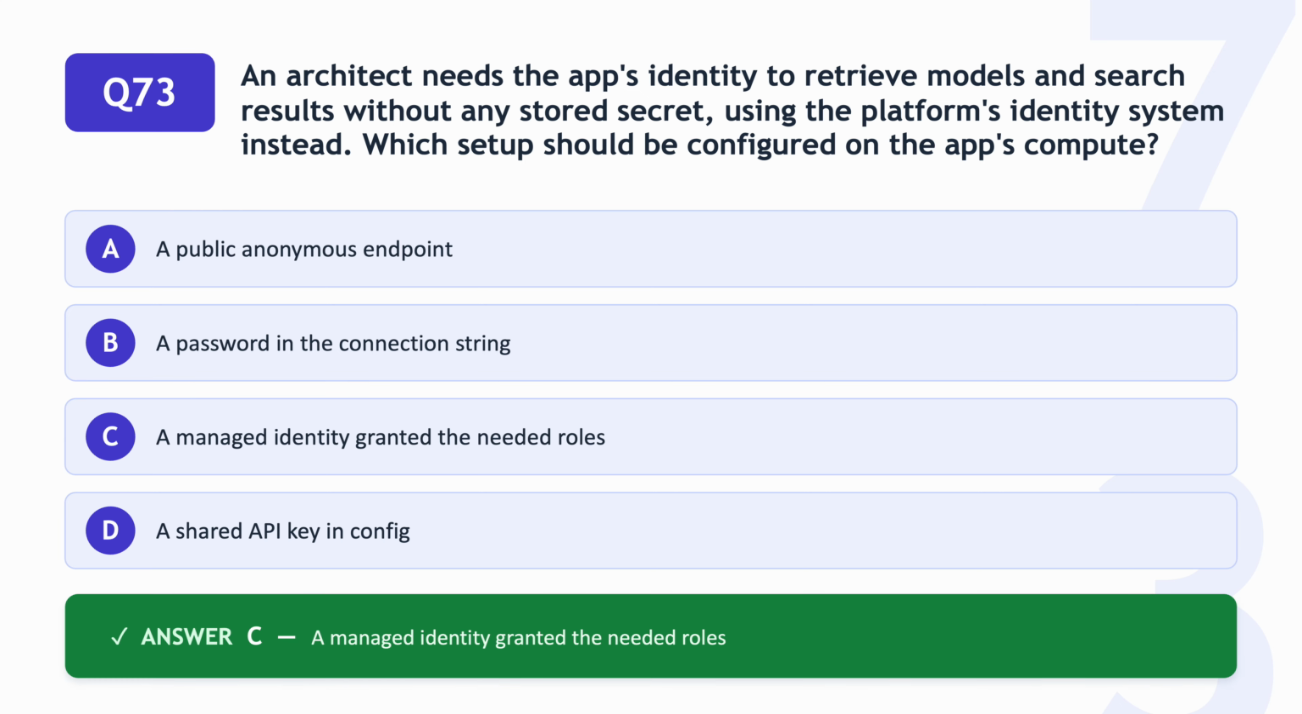Correct answer, C. A managed identity granted the needed roles. Why C is correct? The key clues are: no stored secrets, use the platform identity system, and access models and search resources securely. A managed identity allows Azure services to authenticate to other Azure resources without storing passwords, API keys, or connection strings in code.